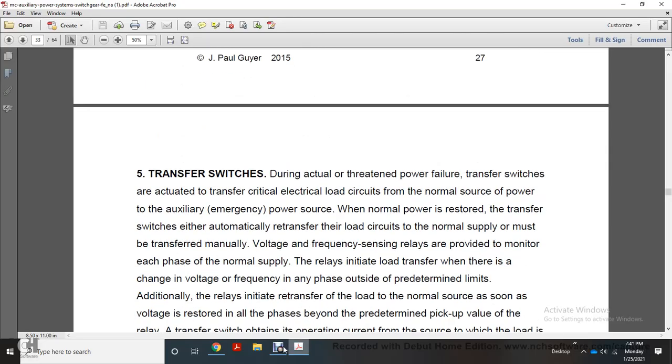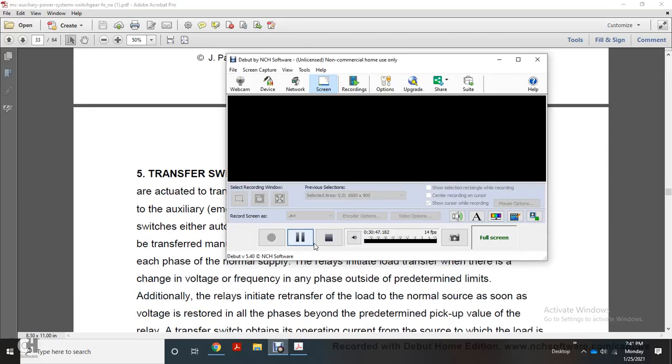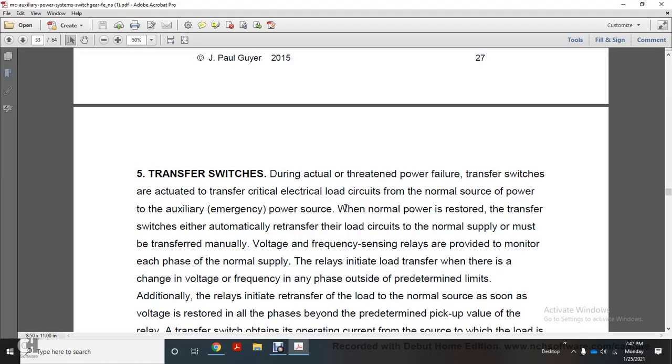Chapter 5, Transfer Switches. During an actual threat or power failure, transfer switches are actuated to transfer a critical electrical load circuit from the normal source of power to the auxiliary emergency power source. When normal power is restored, the transfer switches automatically retransfer. The load circuit of the normal supply must be transferred manually.